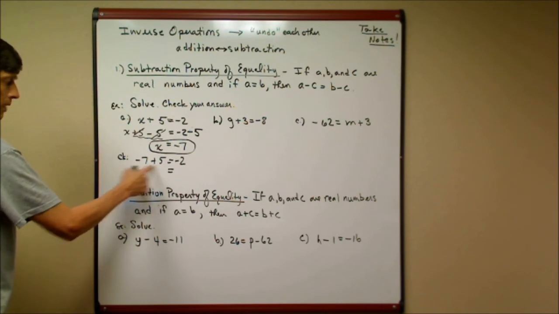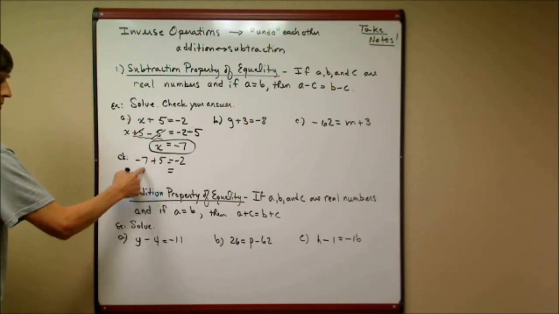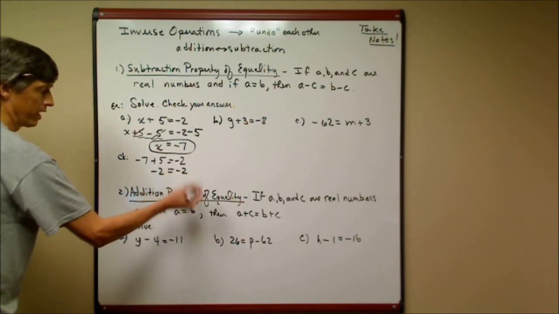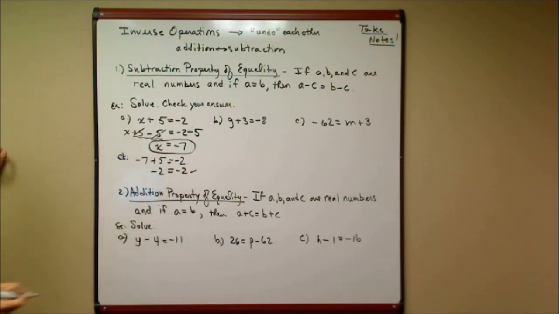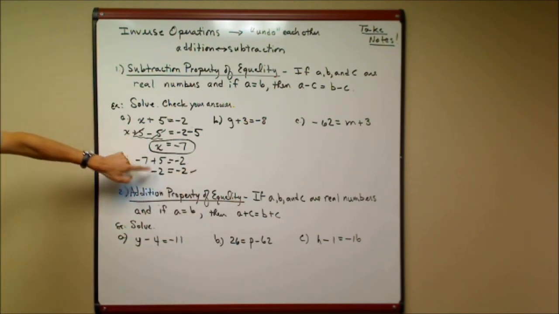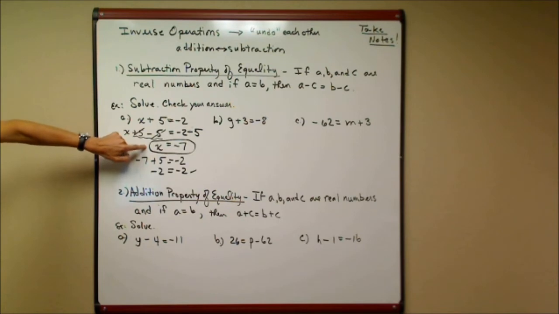Well, negative 7 plus 5, one of each, subtract, take the sign of the bigger. I get negative 2 on this side, I get negative 2 on that side. That's a true statement. That's a good answer. This is not my answer. This verifies that this is my answer right here. That's why I circled it.